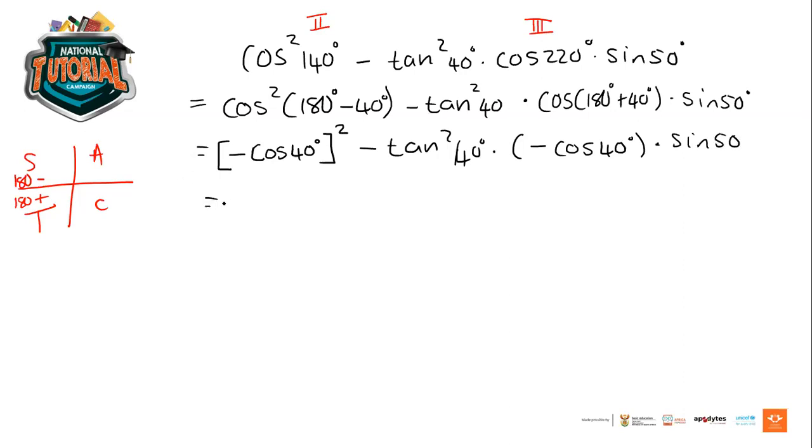All right, so if I square something that's negative, I just end up with a positive answer. So we can reduce this to cos squared of 40 minus, I'm actually going to write it as a plus if we're looking at our negative times by a negative, so that gives me plus, and then we've got tan squared 40.